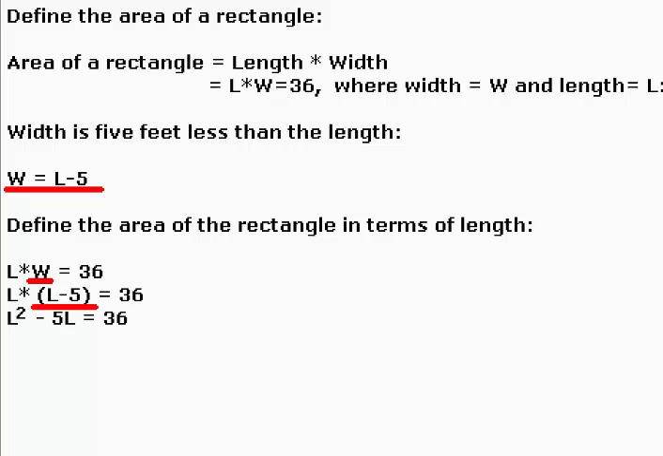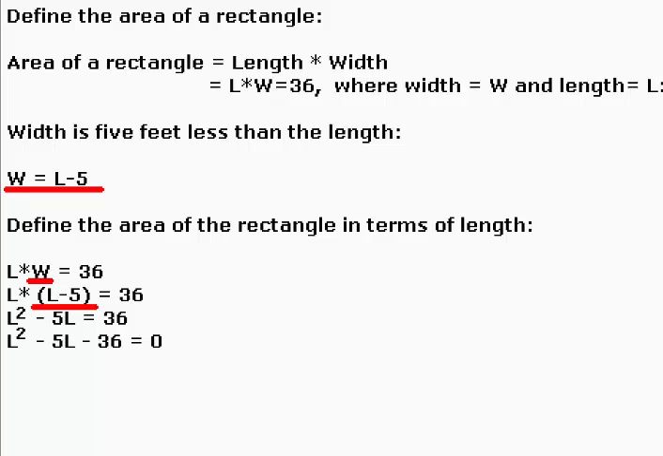After multiplying this equation through, we find that L squared minus 5L equals 36. If we bring the 36 over to the left side of the equation by subtracting it from both sides, we find that L squared minus 5L minus 36 equals 0.